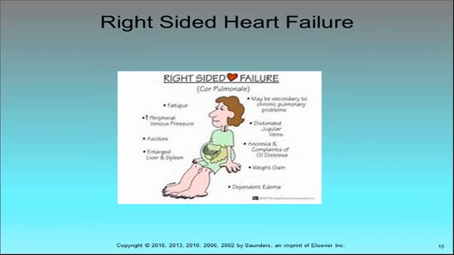So this is the right-sided heart failure, also called cor pulmonale. And as you can see with right-sided heart failure, most of the things you see occur in your extremities, like the dependent edema in the extremities of your hands and feet. You can see an enlarged liver and spleen, ascites, which is fluid in your belly, and distended jugular veins.